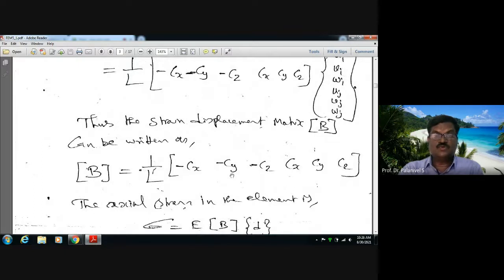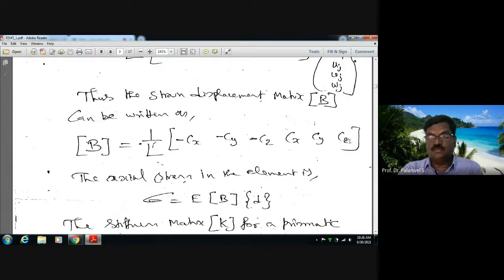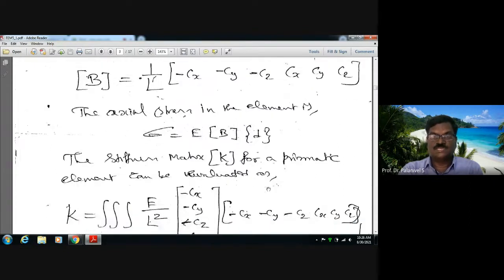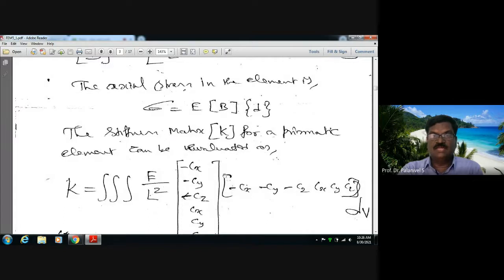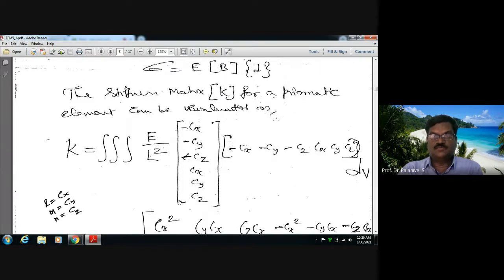And then B transpose I want. There also another 1 by L. Because it is B transpose into constitutive matrix C into again B, the strain displacement matrix. So twice I will be getting 1 by L. Only the transpose matrix will be written in the vertical direction. Instead of row, we will be writing in column, the transpose of it. That's why E by L squared into the B transpose. The strain displacement matrix transpose is written here: minus Cx, minus Cy, minus Cz, Cx, Cy, Cz, into the B matrix: minus Cx, minus Cy, minus Cz, Cx, Cy, Cz, into dV.